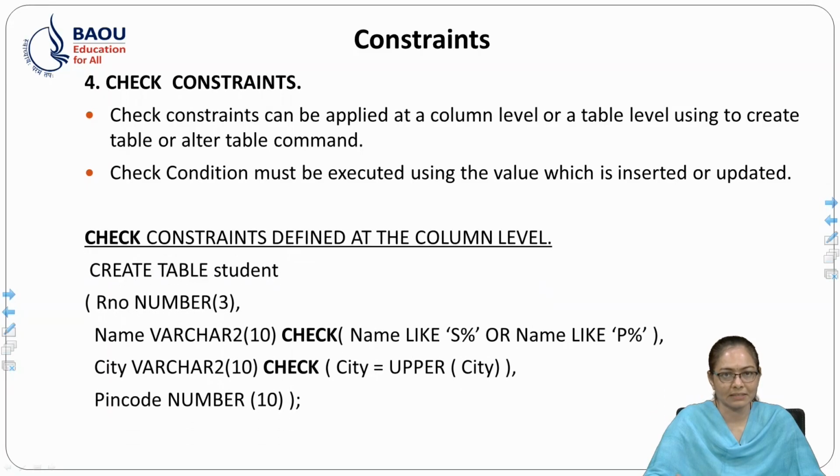Here we see the example, a check constraint defined at the column level. For example, insert the records into the student table whose names start with the character S or P and city is an uppercase letter. See how to write the query. Create table student, in the bracket roll number, number and then size, comma, name.